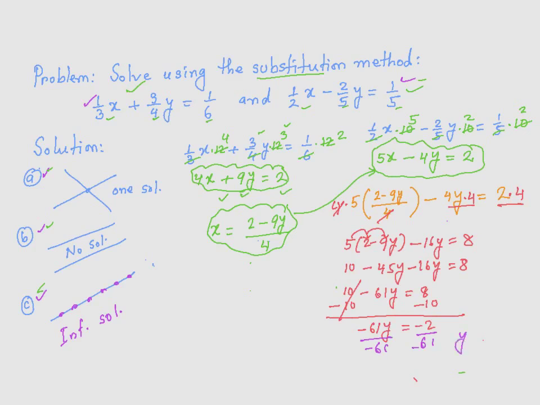That gives me y is equal to 2 over 61, because the negatives cancel out. So we have a y value. That means we also have an x value. So I could go ahead and take this value and plug it in here and get the corresponding x value. But I don't need to do so here because all I want to know is whether it falls in this category or this category. Obviously, this has a unique solution, unique x and y. So this is going to be the first category. That means it has a unique solution. I hope that this discussion was helpful. Thank you very much.